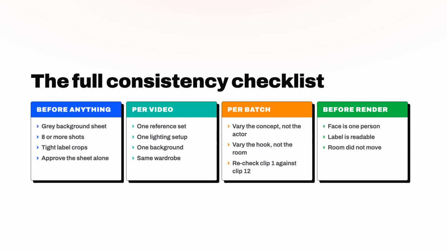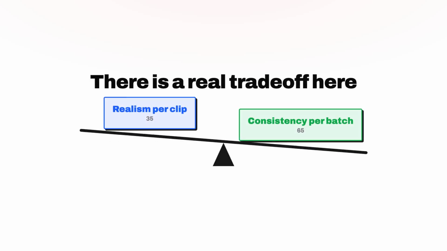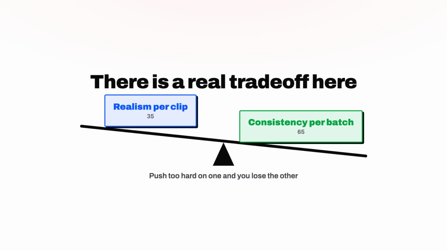Here's the whole consistency checklist in one place. Screenshot this one if it's useful. It's the thing I wish somebody had handed me a year ago. And there's a genuine trade-off. Push really hard on realism in one clip and you lose batch consistency. I'd take the consistent batch every single time.